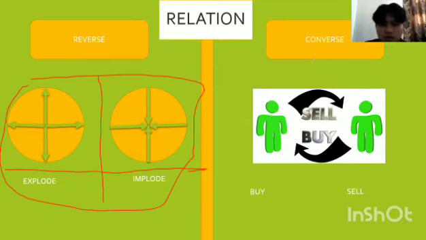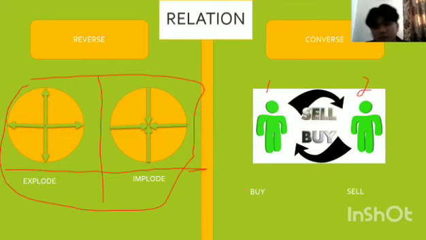The second subcategory is converse. Converse is if a predicate describes a relationship between two things, and some other predicate describes the same relationship when the two things are mentioned in the opposite order, then the two predicates are converses of each other. So in this case, converse means the first word and the second word have a relation.